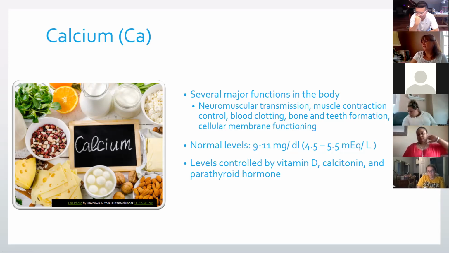Normal calcium levels are 9 to 11. And levels are controlled by vitamin D, calcitonin, and our parathyroid hormone. Most of the time, if we have issues with our parathyroid, we definitely will see issues with our calcium levels as well. They typically go hand in hand.